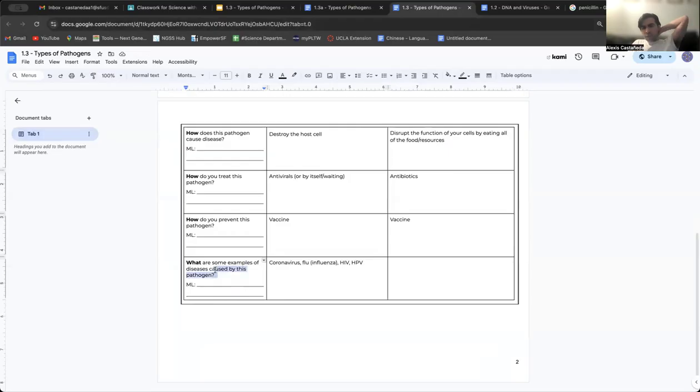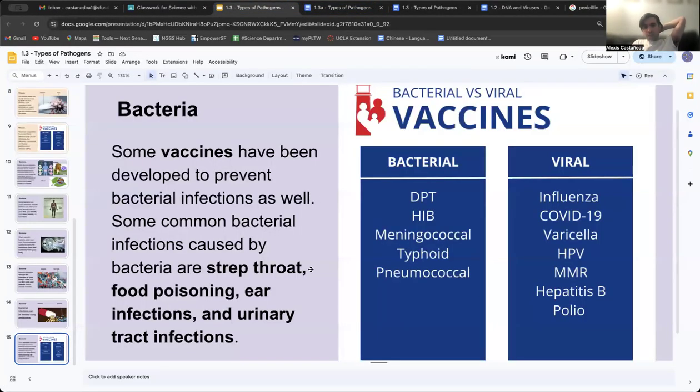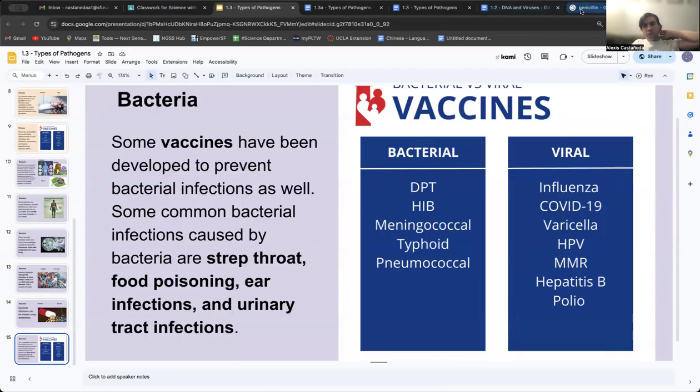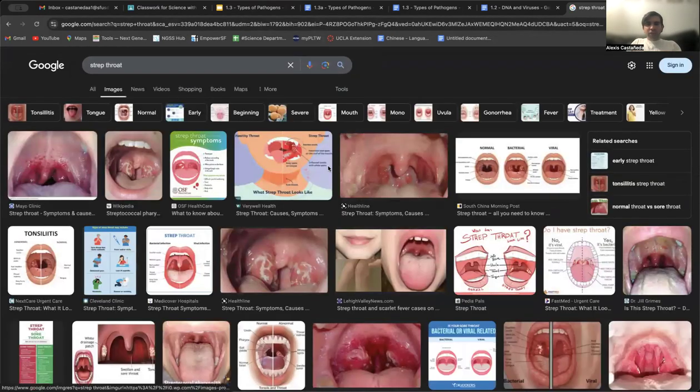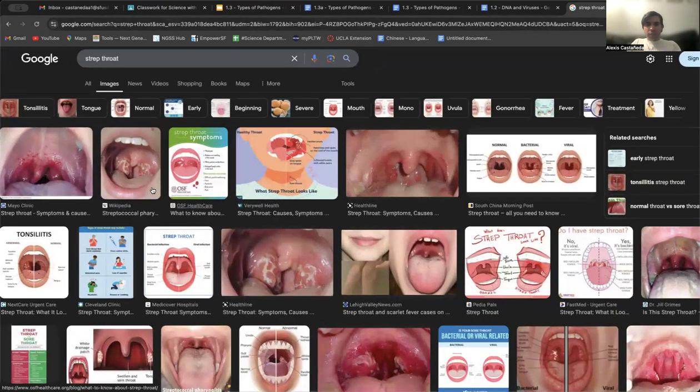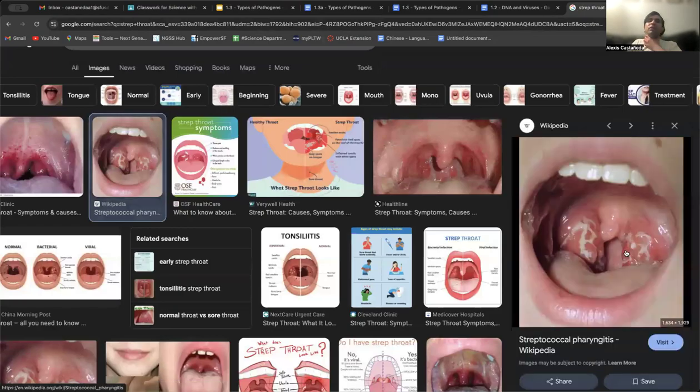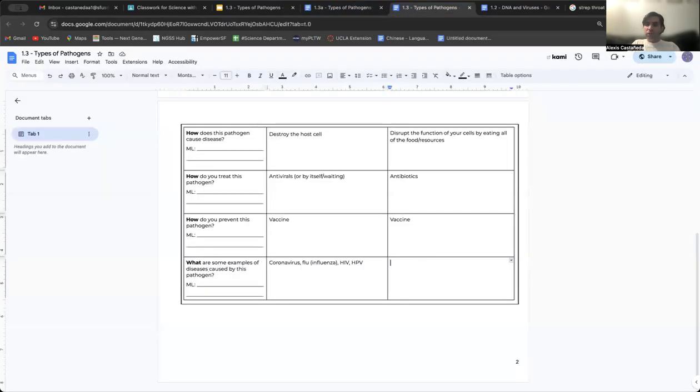What are some examples of some bacterial diseases? So you may have seen some of these before. So for example, if you ever had strep throat before, we can look up an image of strep throat. It's not very fun to see, but sometimes people have, your tonsils will get very inflamed. It really, really hurts your throat. I had this a few years ago, and it really hurts to eat or to drink things. It's very, very painful. So strep throat is one of them.